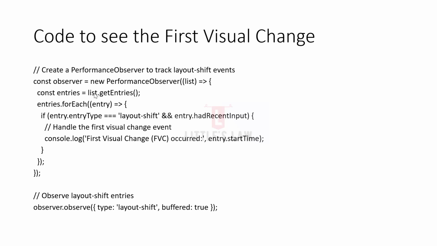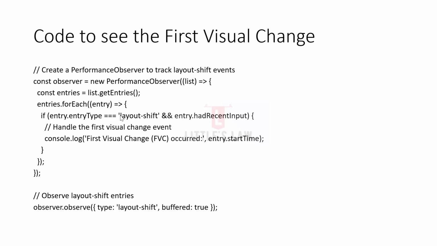The next thing is the list. The callback function receives a parameter list, and this list represents the list of performance entries that are captured when the first visual change happens. Inside the callback function, we extract the entries using list.getEntries and iterate over each entry so that we can understand what the entries were.